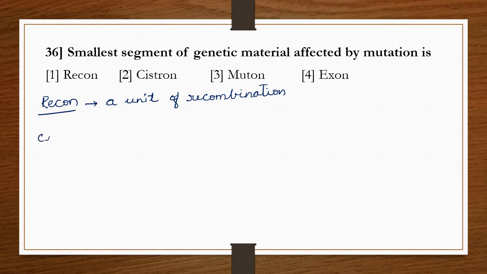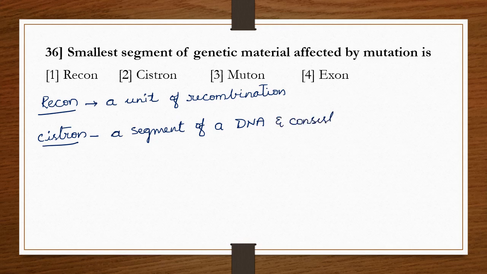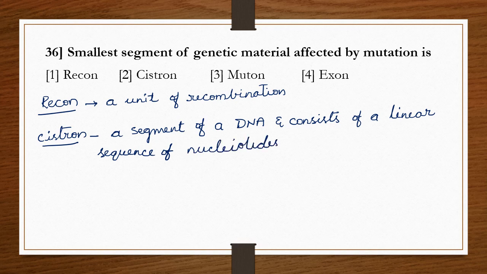And the second word given is cistron. Cistron is a segment of a DNA molecule and consists of a linear sequence of nucleotides. It is called cistron.